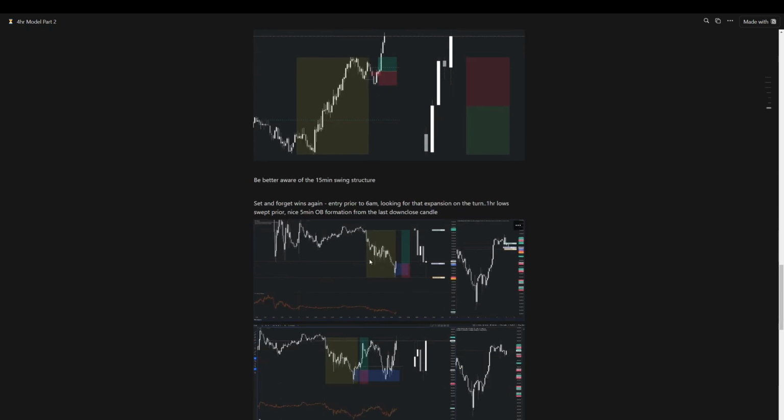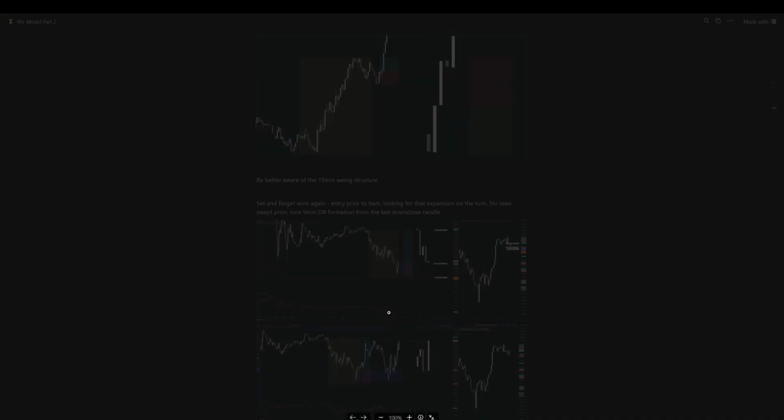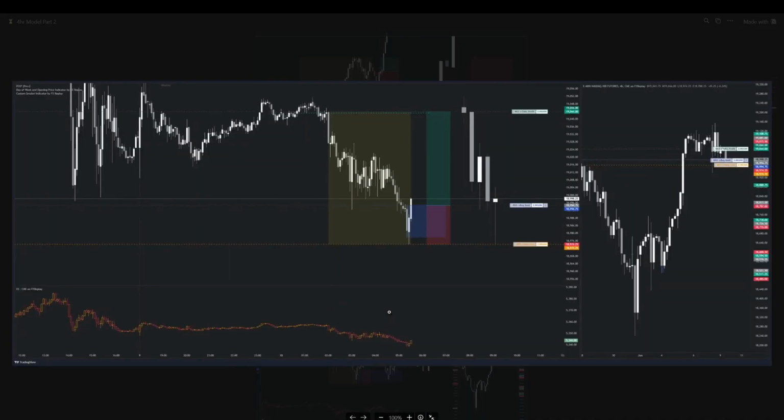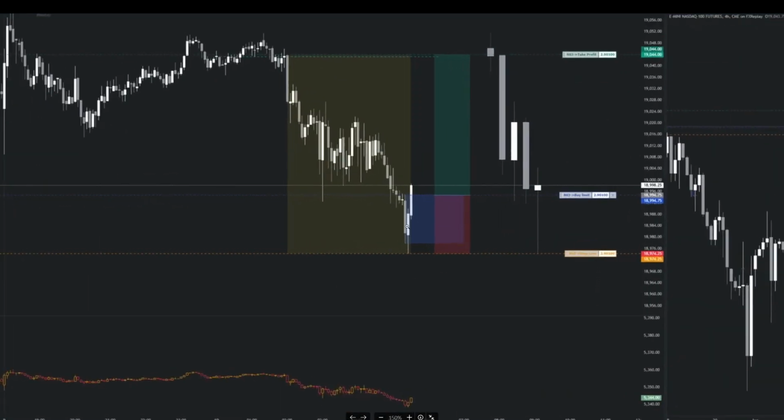Here's a cool example of where set and forget wins. So set and forget again, entry prior to 6 a.m, looking for that expansion on the turn. 1 hour lows swept prior, nice 5-minute order block formation from the last down close candle. So you can see here with order blocks, you don't necessarily have to just use like the series. You can use just where is the last bearish candle and have we closed above it. So in this example, you can see I've got a 5-minute down close candle.